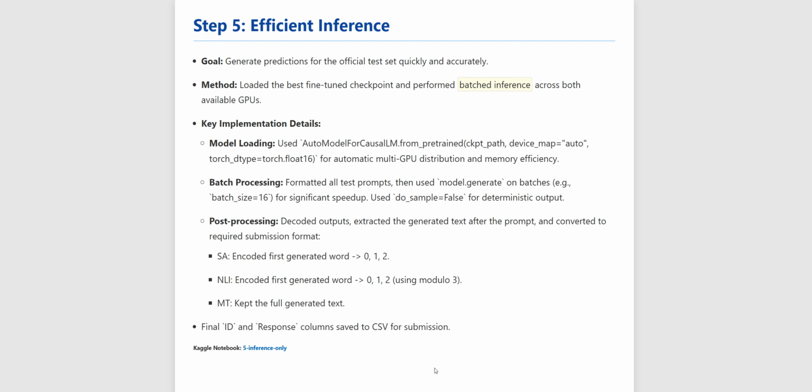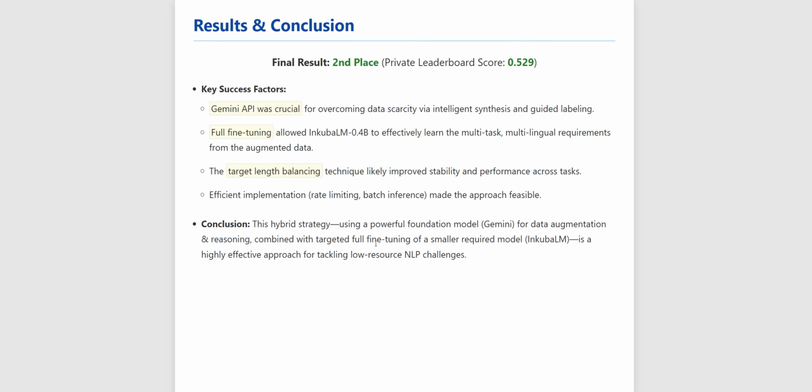Looking back, there were a few key success factors. Gemini API was absolutely crucial for overcoming data scarcity through intelligent synthesis and guided labeling. Full fine-tuning allowed InkubaLM 0.4b to effectively learn the multitask, multilingual requirements from our augmented data. The target length balancing technique likely improved stability and performance across tasks, and efficient implementation made the whole approach feasible.